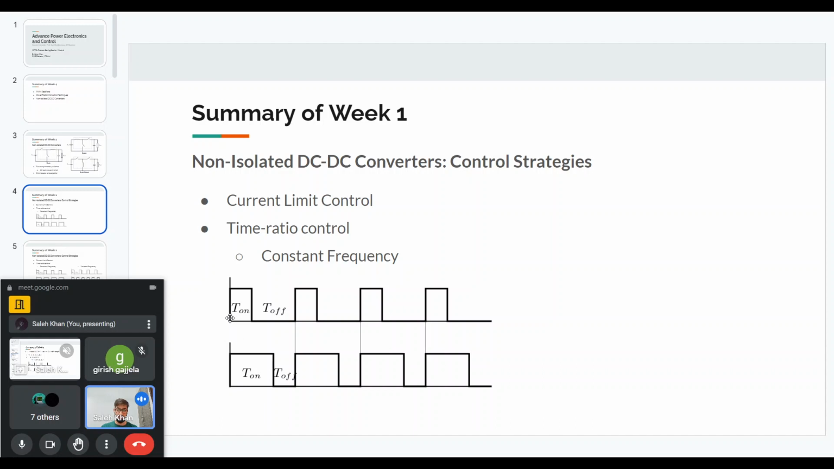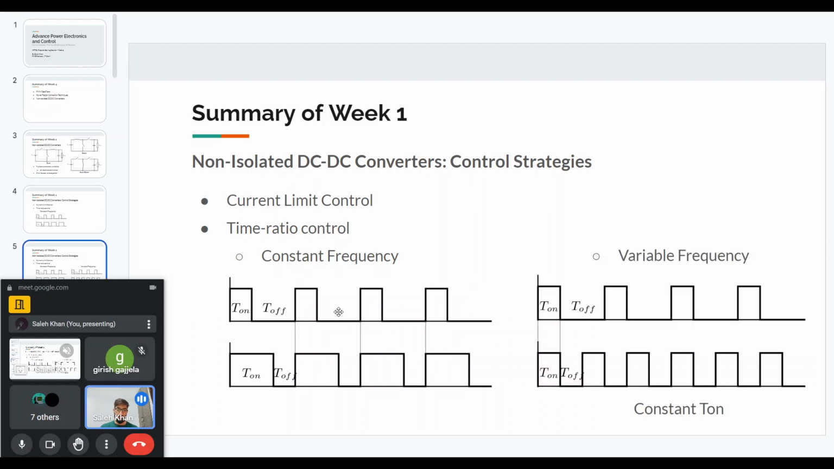After T on plus T off, in all these cases, the switch is turning on again and again. So that is why the switching frequency is constant. And by changing the T on and T off times, I will be able to change the duty ratio. So that is one way to control these non-isolated DC-DC converters. Another way is to have a variable frequency control.